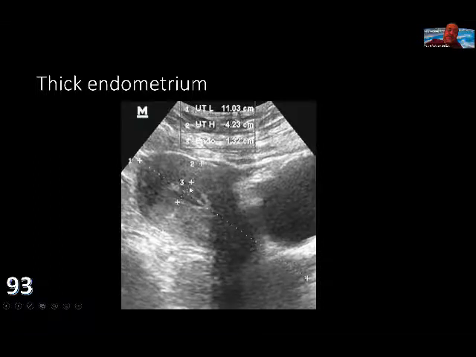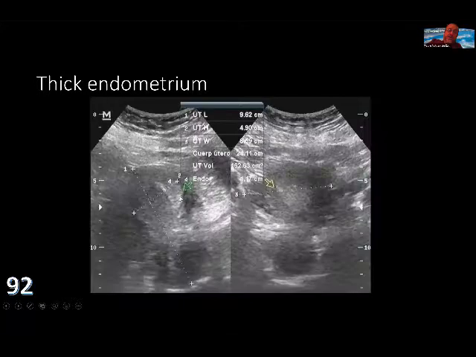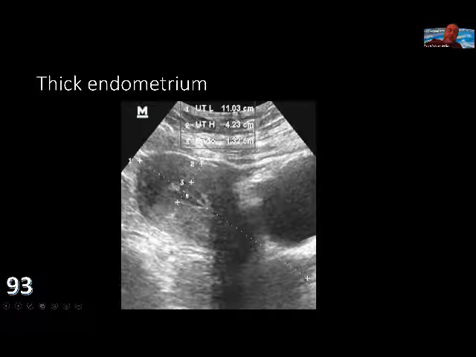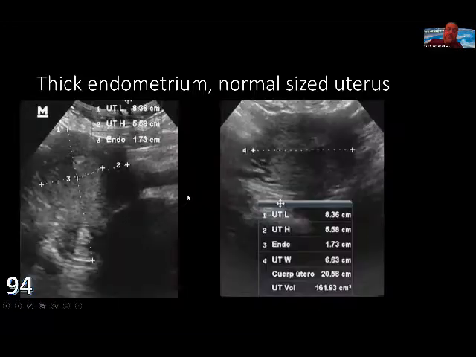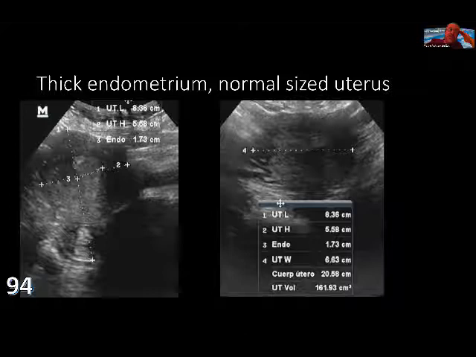stimulated endometrium. See, this is darker than this. This usually is hormonal, not always hormonal. Anyway, thick endometrium with a normal sized uterus, 8.3 centimeters length uterus. The endometrium is 17 millimeters or 1.7 centimeters.